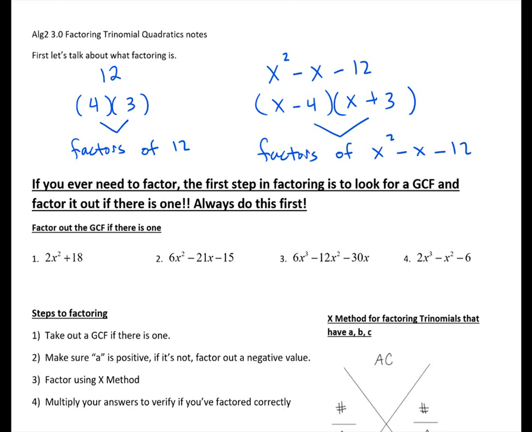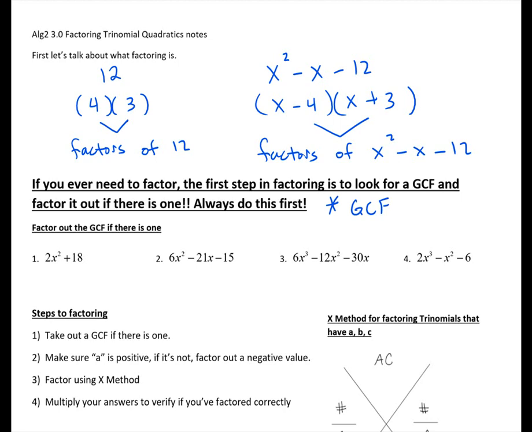Okay. Now the first step in factoring, and the most important, is you always need to look for a GCF, a greatest common factor. Okay. So anytime you need to factor in math, you always look for a GCF first. That is the first step. Okay. If there is a GCF, you must take it out. Okay, you want to take it out.